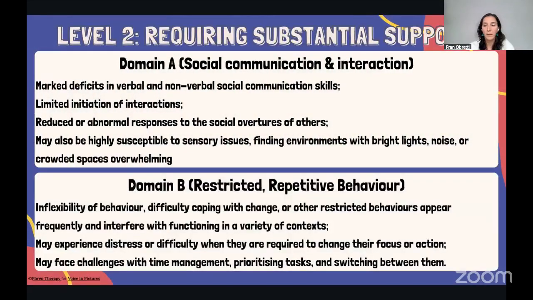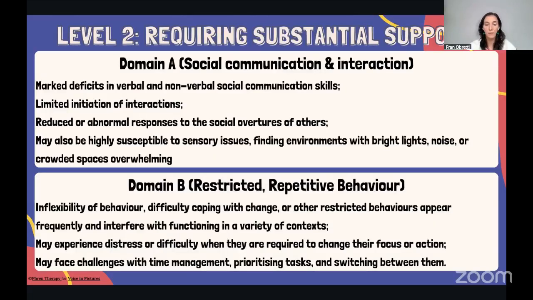Level 2, requiring substantial support. At level 2, in terms of social communication and interaction, you might be seeing someone with pronounced difficulties verbally and non-verbally interacting with others, with limited initiation when it comes to interacting with other people. They might still display reduced or abnormal responses to someone else approaching them. And also, they might start to display sensory sensitivities, which is when they find an environment too overwhelming, maybe because the lights are too bright, or it is too noisy, or too crowded.